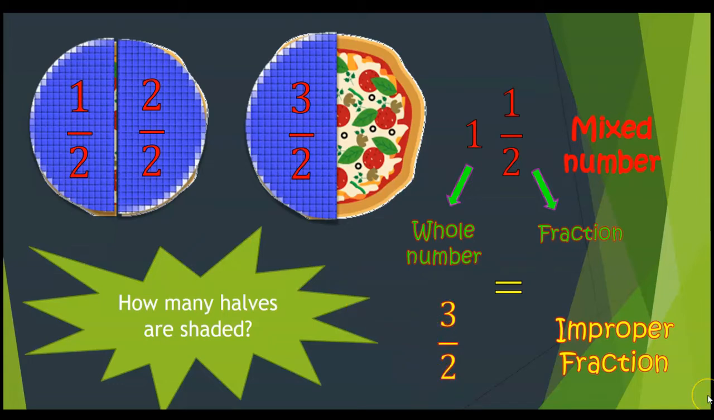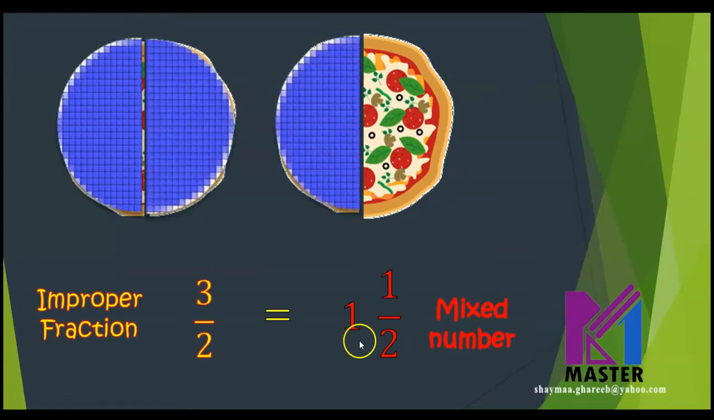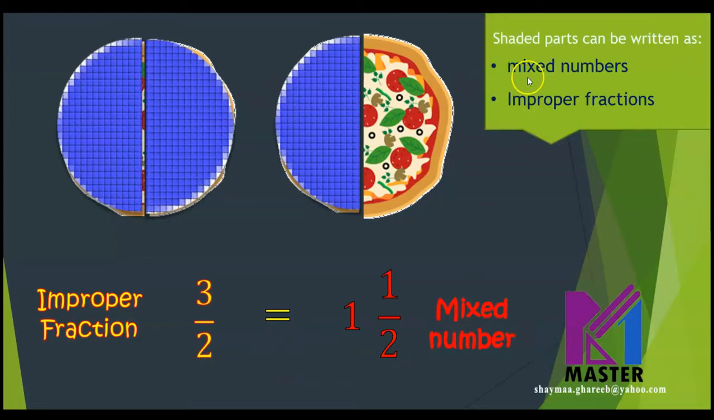Now let's sum up what we learned in this slide. We said that we can change the mixed number into an improper fraction by counting the small parts. So we can say that shaded parts can be written as mixed numbers or improper fractions. And you remember proper fractions by counting the small parts. How many small parts are there? Let's see more examples to make it more clear.